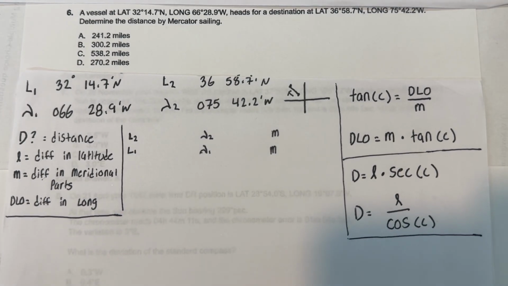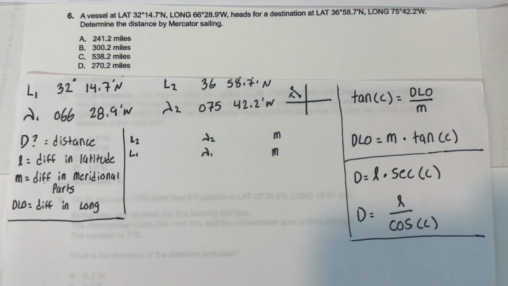I've written down our givens, which are lat 1, lat 2, longitude 1, longitude 2, and then over here, what these different entering arguments and variables mean. D is what we're looking for, distance; little l, difference in latitude; M, difference in meridional parts; and D lo is your difference in longitude. So what are meridional parts?